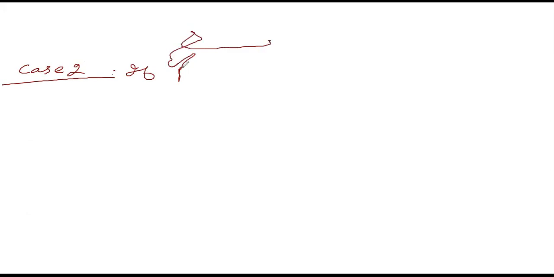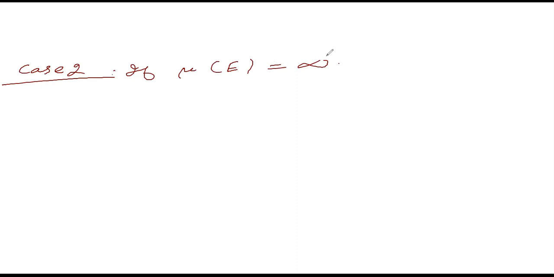So now let's discuss case second of the theorem. In case first we assumed that the measure of E is finite. So now we have case second: if the measure of E is infinite.